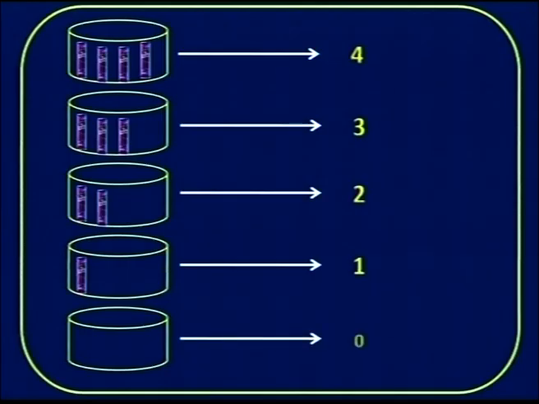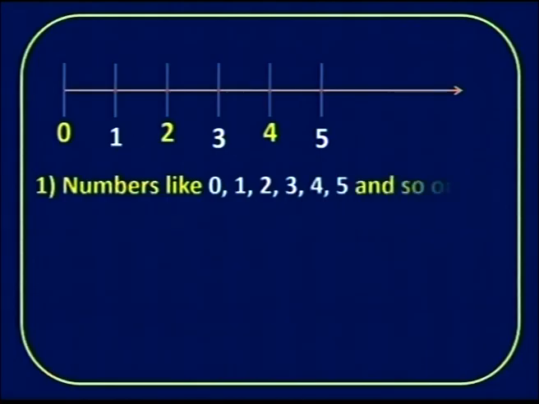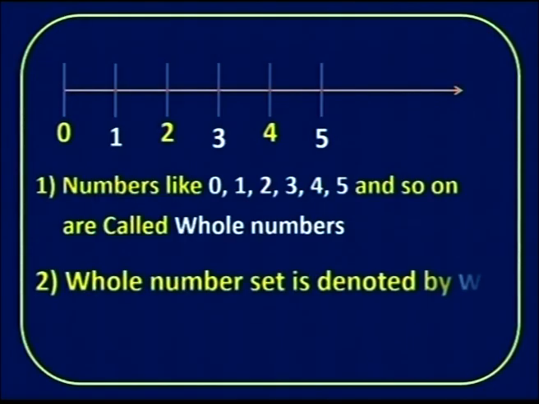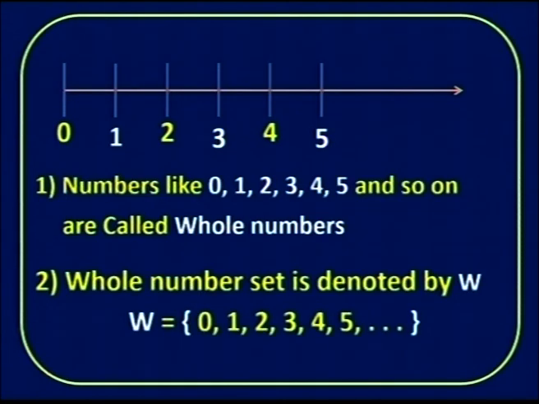Now can you tell me the number of chocolates in the last box? Yes, it is 0. Why? Because this box is empty. What is empty? Without anything. So what can you say here? This is not having any chocolate or anything in this box, so we are calling it 0. Are you observing the number line? I am making it into equal parts separated with equal distance. I am starting from 0, 1, 2, 3, 4, 5 and so on. So, numbers like 0, 1, 2, 3, 4, 5 and so on are called whole numbers, and the whole number set is denoted by W, where W is equal to 0, 1, 2, 3, 4, 5 and so on.